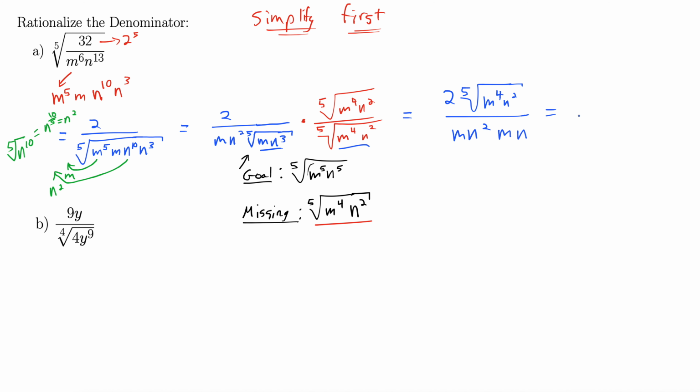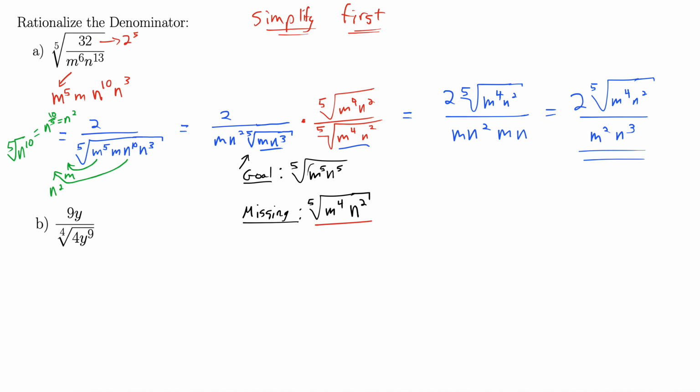Let's clean this up one last time. 2 times the fifth root of m to the 4th n squared up top, divided by m squared n cubed down below.